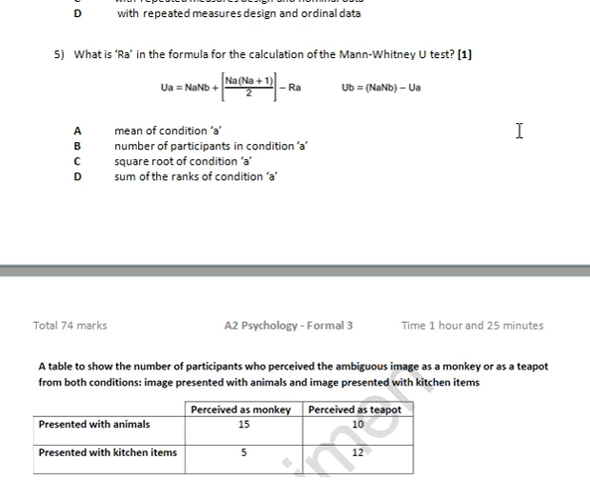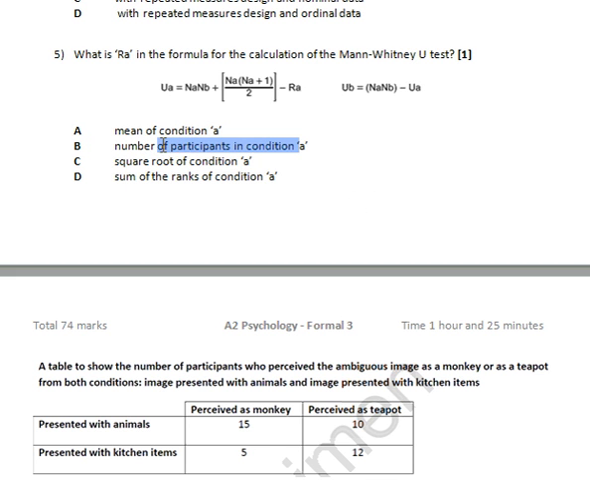Now, question 5 was a bit mean, but this has been a question on a sample paper before. It says, what is RA in the formula for the calculation of the Mann-Whitney U test? Now, we don't actually use this formula when we're calculating Mann-Whitney U, but if you use logic, you can kind of work it out. When you do the steps of a Mann-Whitney U, you don't work out the means of the conditions, so it's not going to be A. You don't work out the square roots, because that's standard deviation, so it's not going to be that. And then you're left with number of participants and sum of the ranks of the condition.